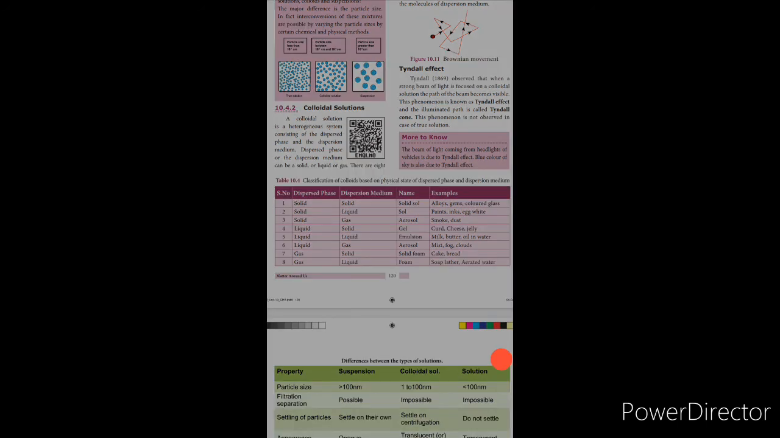So what is that gas that is mixed? Carbon dioxide. It's a gas, isn't it? So that is the solute which is mixed with water, and the dispersion medium is liquid. So gas in liquid colloidal solutions are called foam, and an example is aerated water. Another example is soap lather. Soap lather is the lather that you get when you rub the soap against your skin, isn't it? So it consists of gas in the liquid solvent.